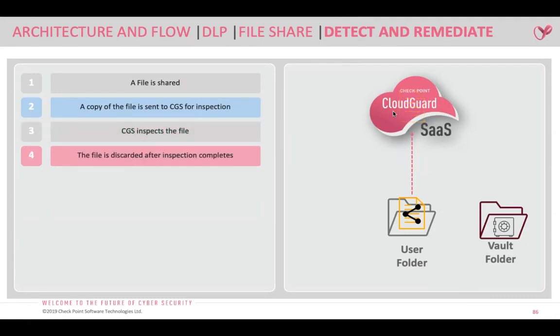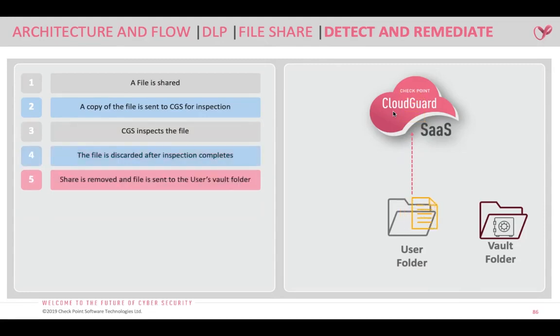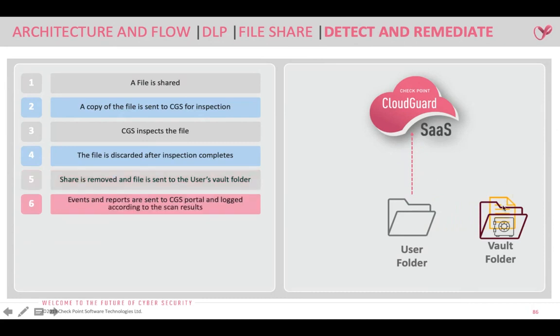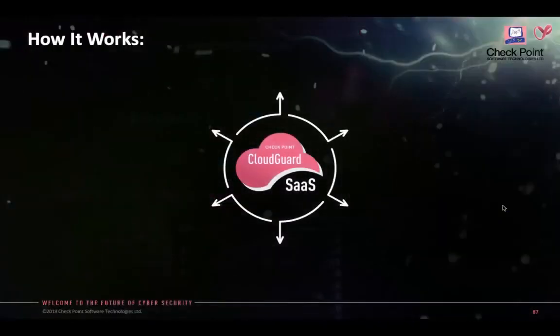And then the file is discarded after the inspection completes, the share is removed, and the file is sent to the user's vault folder here, right? And events and reports would be generated correspondingly, right? I hope the flows are clear. If they are not clear, you can put the questions in the Q&A section. I'll be answering them at the end of the session, right?